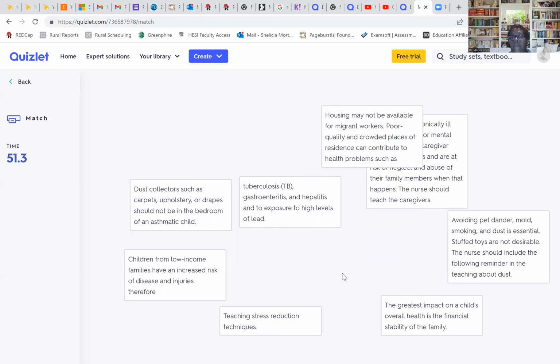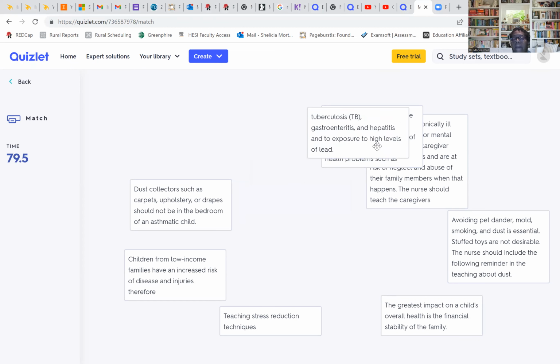So we do remember with migrant workers, many times housing is an issue. Housing may not even be available. So the workers might have to live with others, and so the conditions are crowded. And as a result of that, regular hygiene can be difficult. Therefore, they are at risk for tuberculosis, gastroenteritis, hepatitis, and exposure to high levels of lead.